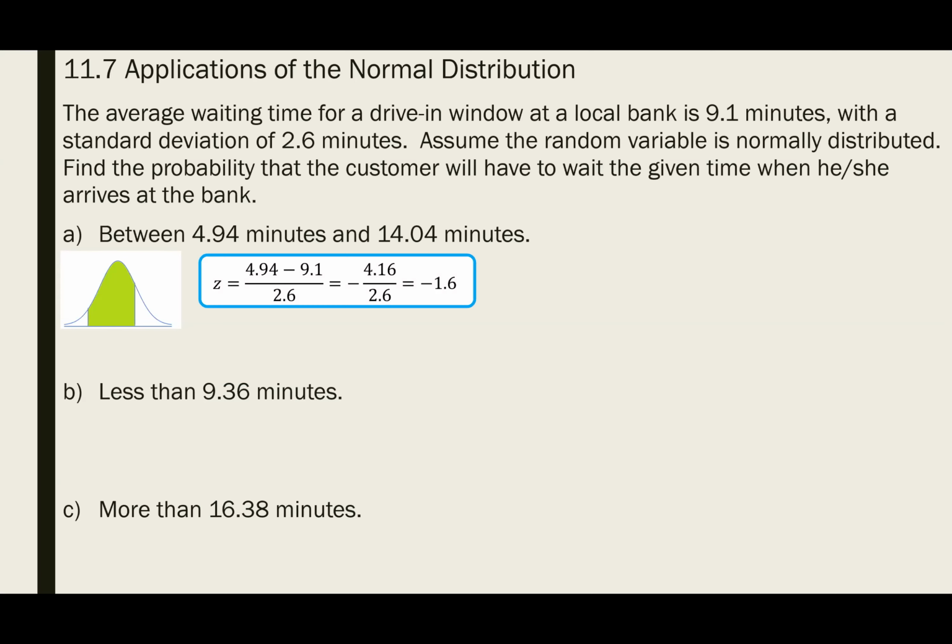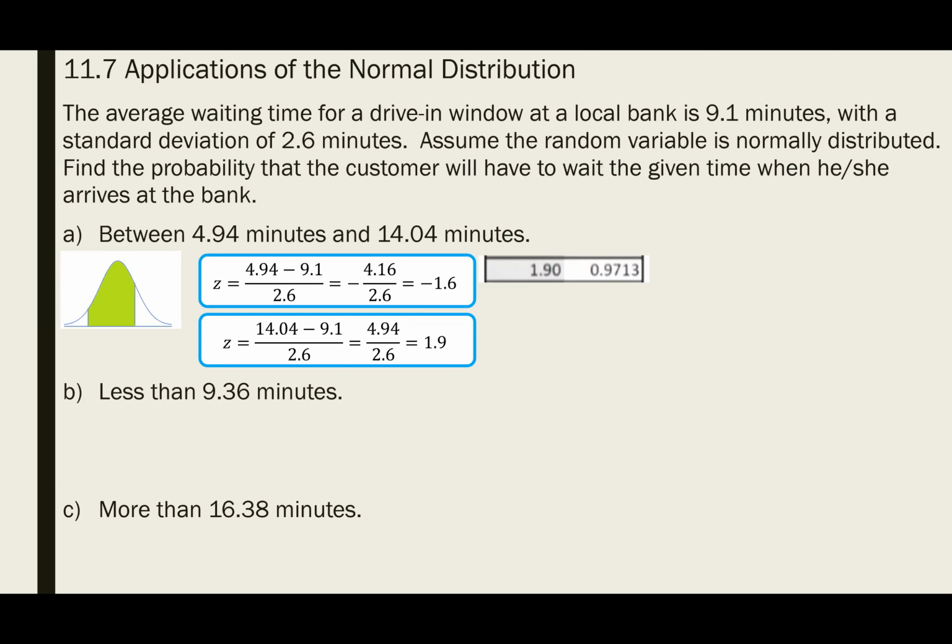And then I have to do the same thing for 14.04. I take 14.04 minus the mean, which is 9.1, divided by the standard deviation, 2.6, and that is what I have. Once I have this, what do I need to do? Well, I need to go to my table, and the table will be presented to you guys. We need to go to the table and extract out the 1.9 and the negative 1.6.